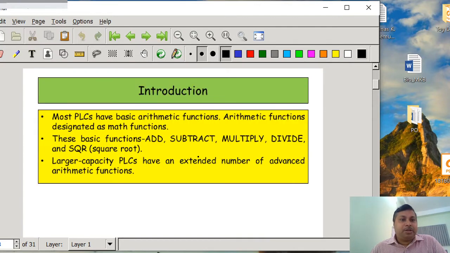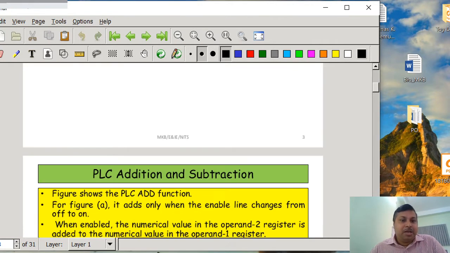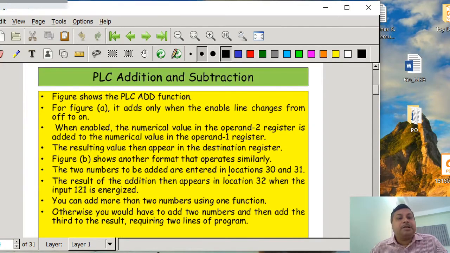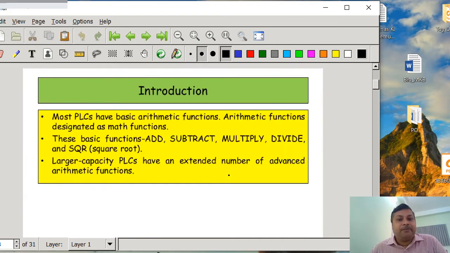As an introduction, most PLCs have basic arithmetic functions designated as math functions. These basic functions are add, subtract, multiply, divide and SQR, which indicates the square root function. Large capacity PLCs have an extended number of advanced arithmetic functions. As we have said, we are going to understand the basic functions, that is add.